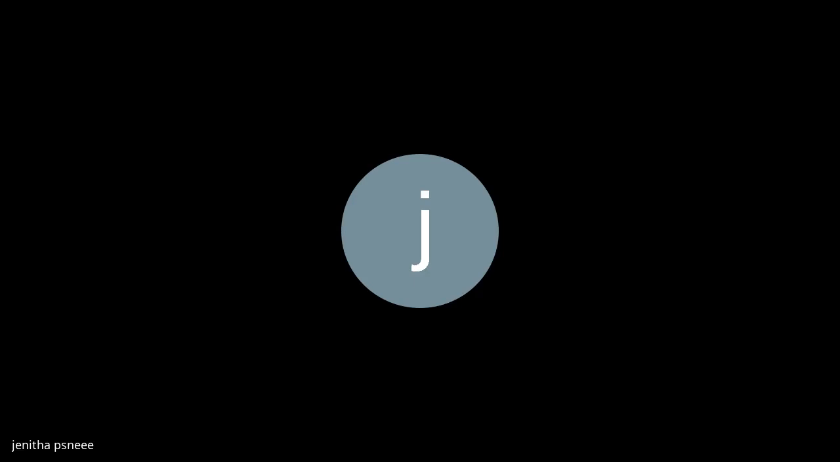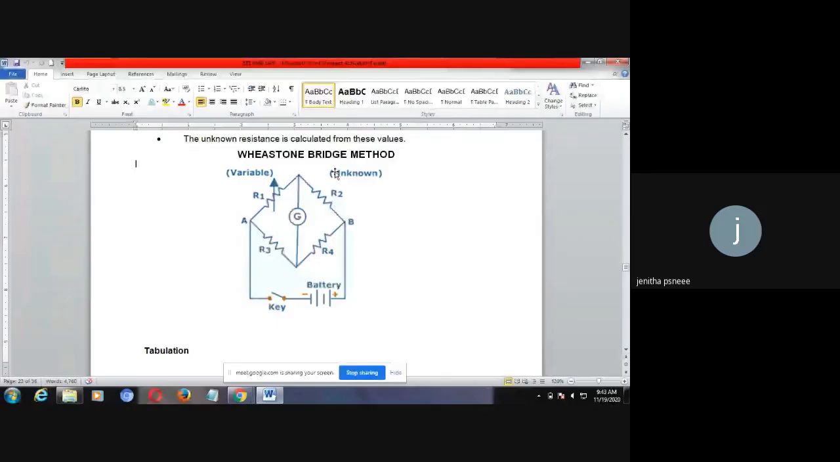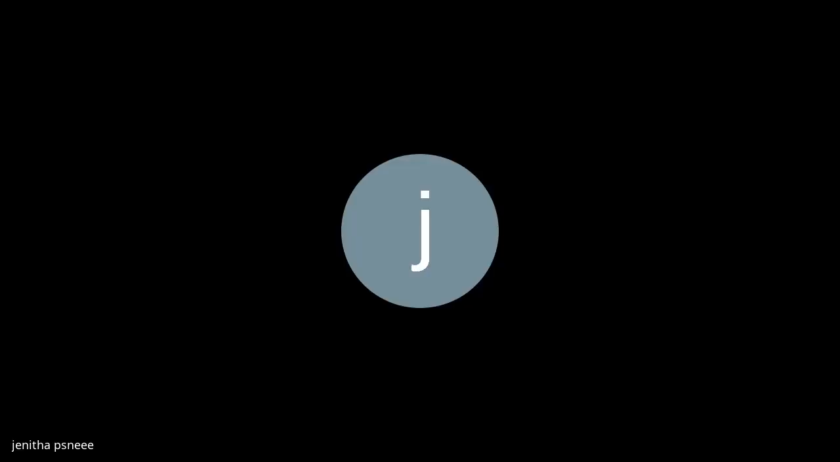Before that, you can calculate the R2 value through the formula. So that is R calculated. Before initially starting the experiment, you have to give the connections. You can give the connection either in a breadboard or in the kit. In our experiment, we are using the kit.